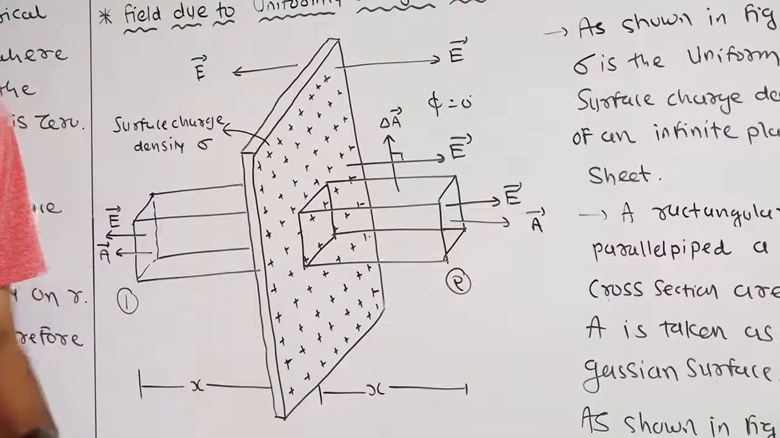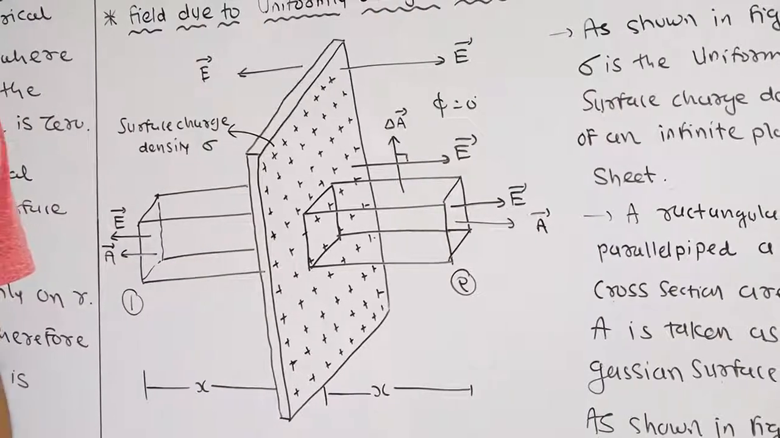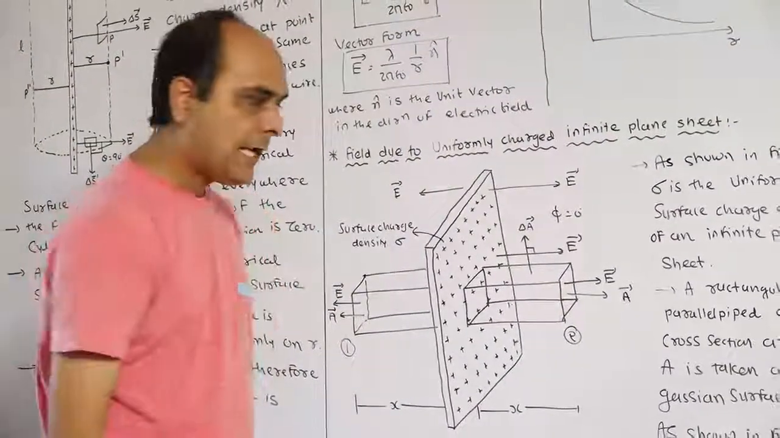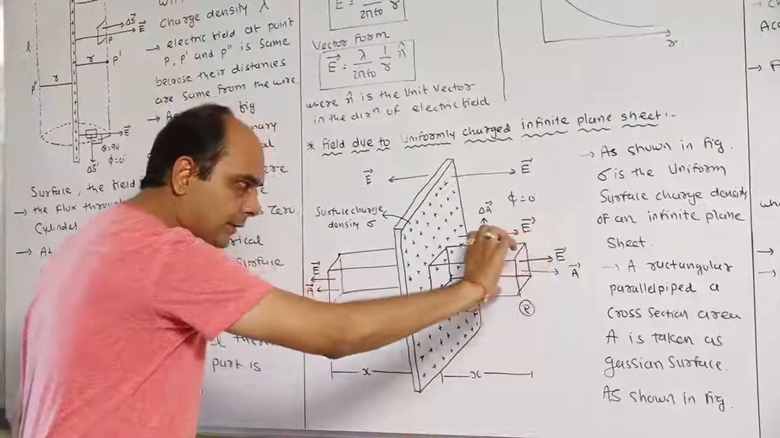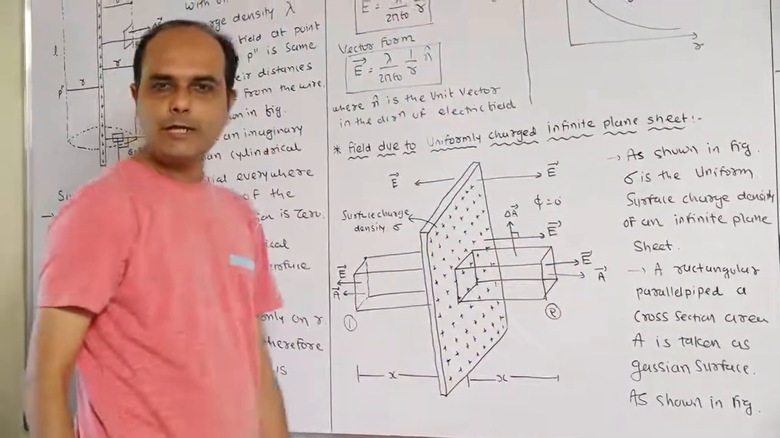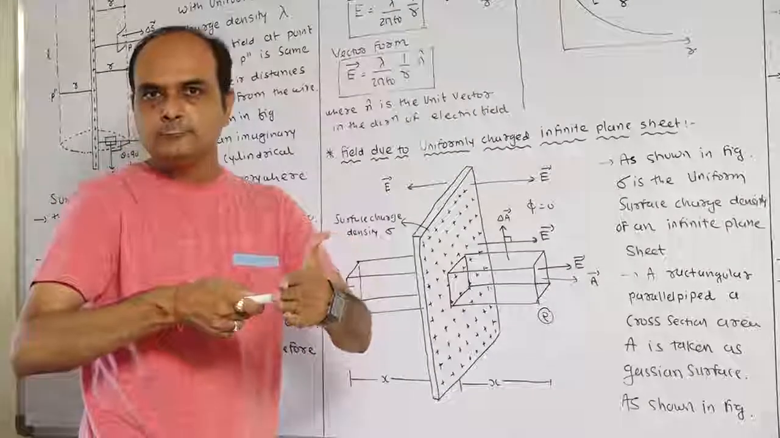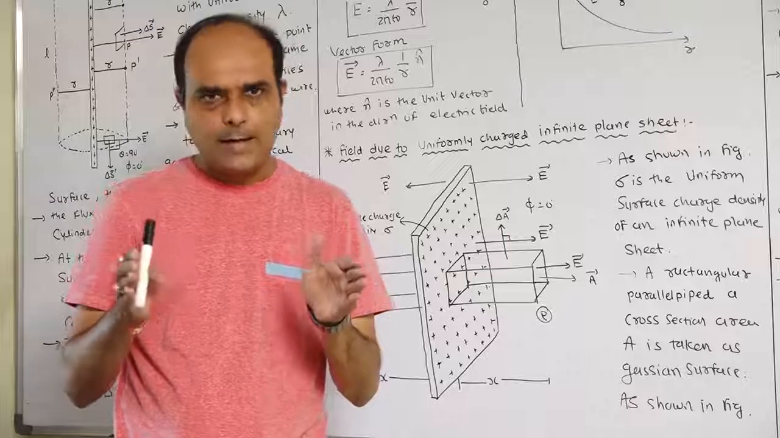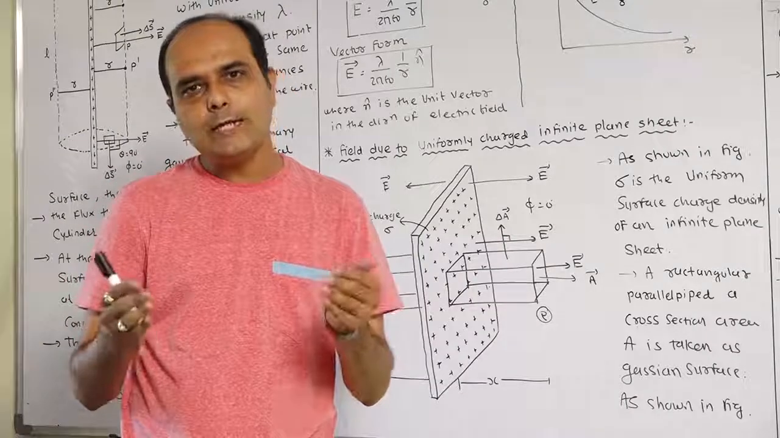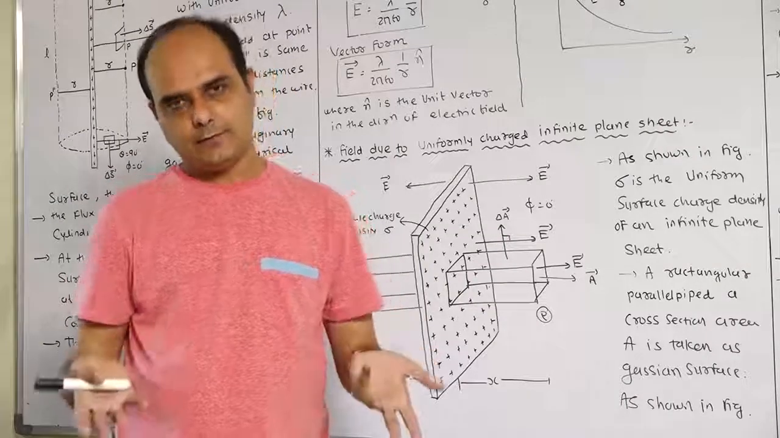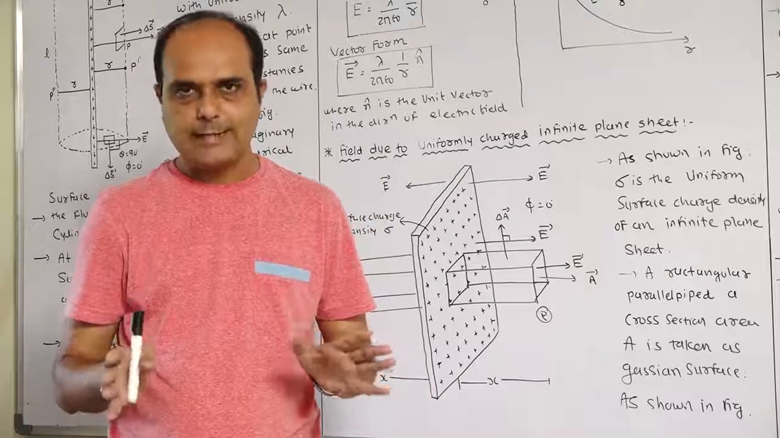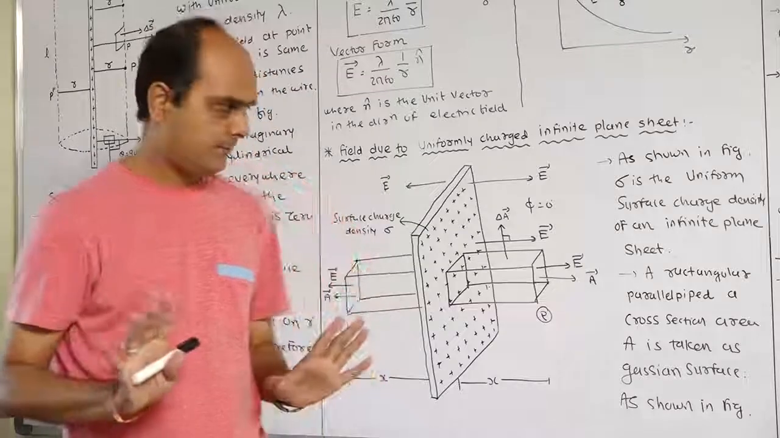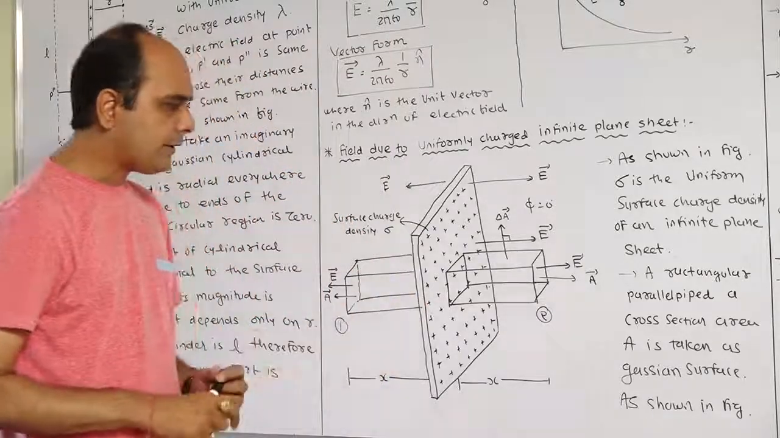Once again, student, imagine one Gaussian surface. The shape of the Gaussian surface is a parallelepiped, and that parallelepiped is to be inserted into this plane like this. So there are two options. First option, imagine a parallelepiped Gaussian surface, or you can imagine a cylindrical surface. Right now, according to our textbook, we are imagining a parallelepiped Gaussian surface. Okay? First of all, observe this diagram.